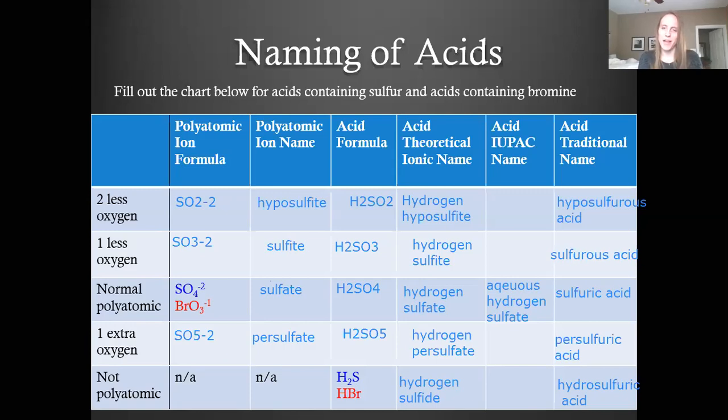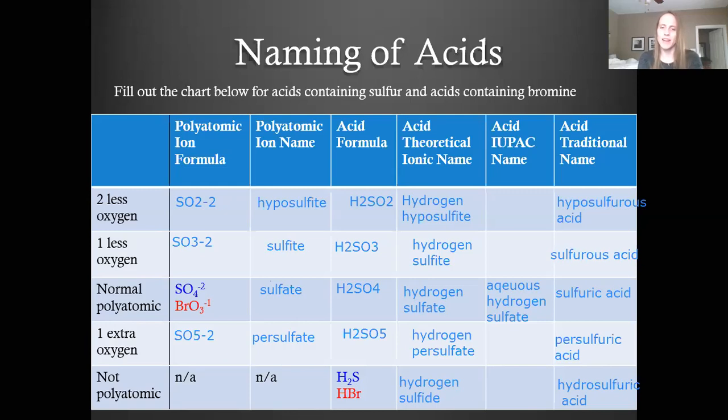I then went through and wrote what the acid formulas would look like for this. You can see that all of them start with H2, and that's because all of the ions have a charge of -2 that crosses over. The only thing that's changing is the number of oxygens on our sulfate ion. So sulfate has 4 oxygens, sulfite has 3, hyposulfite has 2, etc.